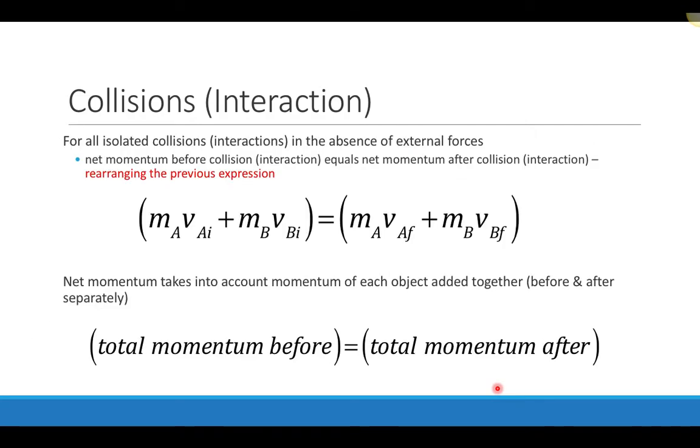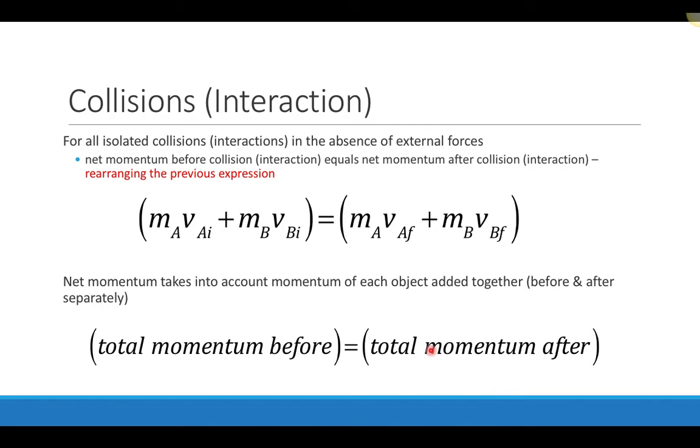So for an isolated system where the interaction is only between the objects that are colliding with one another during the collision, and there's no external forces, what we can say is that the net momentum that the objects have before the collision or the interaction is equal to the net momentum that they have after the collision.